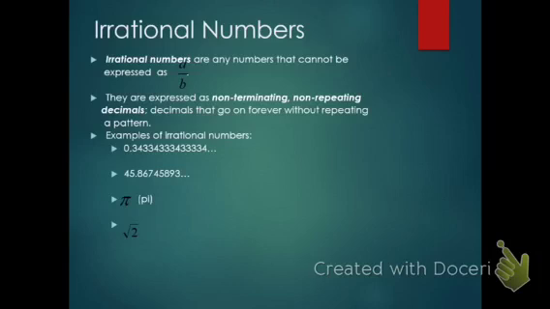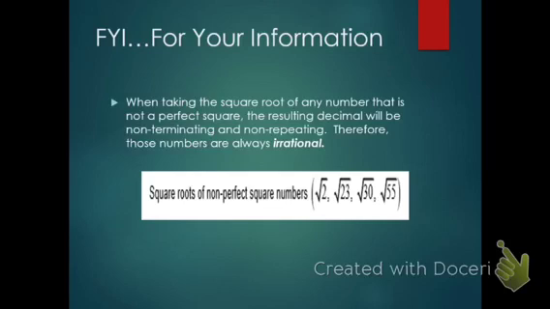Square roots that are not perfect squares are also considered irrational numbers. So the square root of 2 is not a perfect square. It's considered irrational. FYI, for your information, if you have not learned about square roots, when taking the square root of any number that is not a perfect square, the resulting decimal will be non-terminating and non-repeating. Therefore, those numbers are always irrational. Some examples of square roots of non-perfect squares: square root of 2, square root of 23, square root of 30, square root of 55.